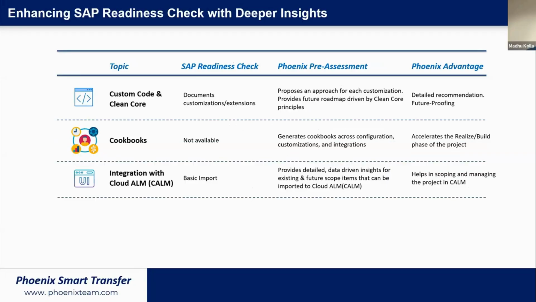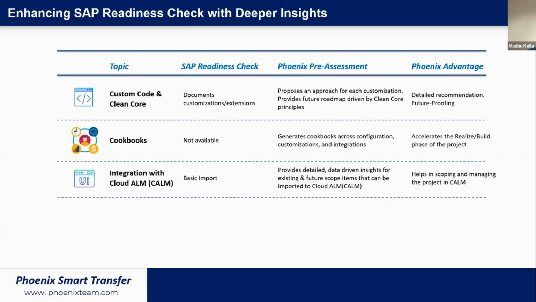But when it comes to clean code, for example, you have a Z table, a Z program, or a module pool. Now, what's the replacement for it? When you talk about clean code, people talk about the RAP model, CAP model, more technical programming methods. It actually gives a recommendation: this is what you have, if you have to go to clean code, these are the options, and then you can pick what is more relevant for you. So that's the advantage of using the assessment tool.